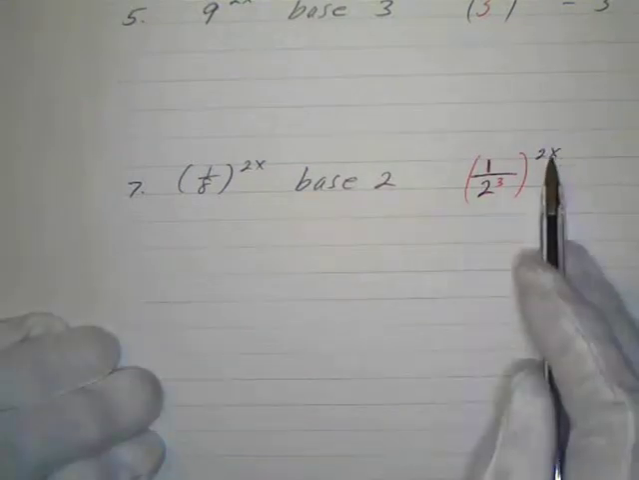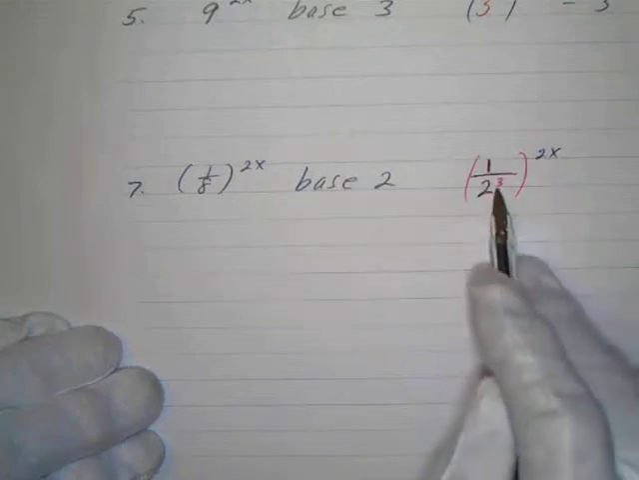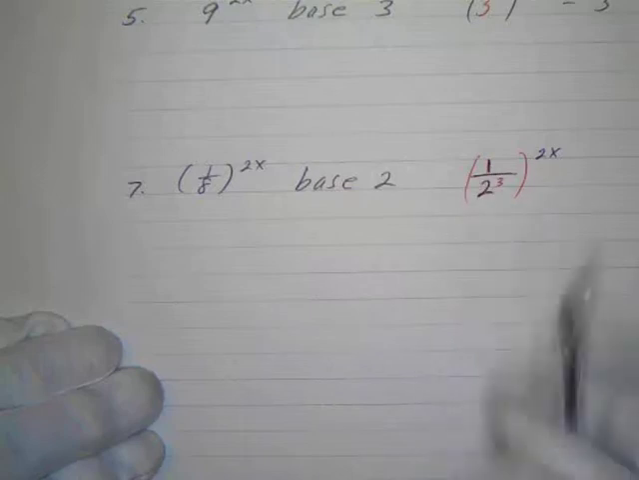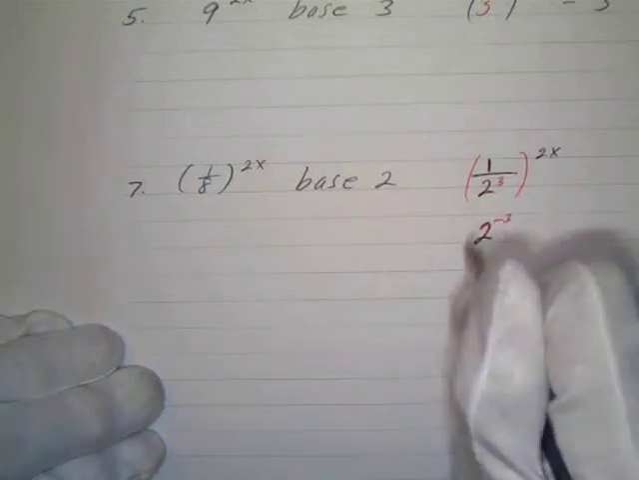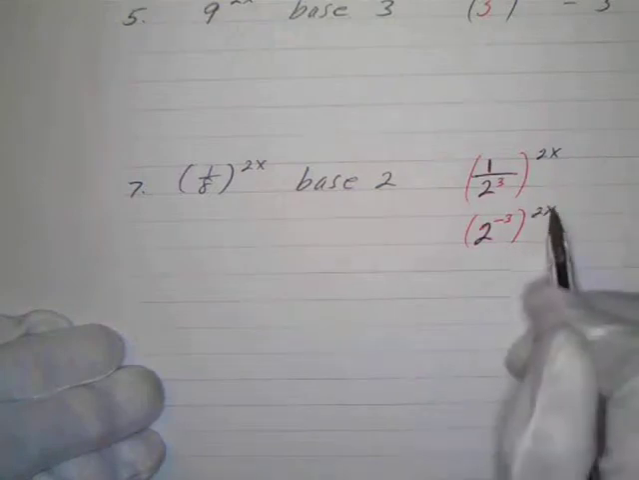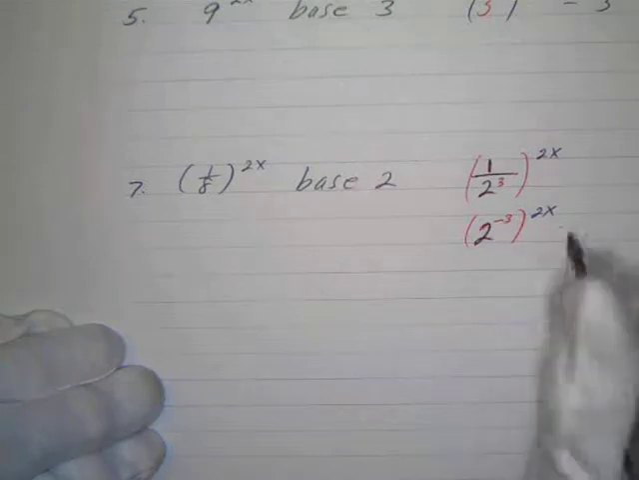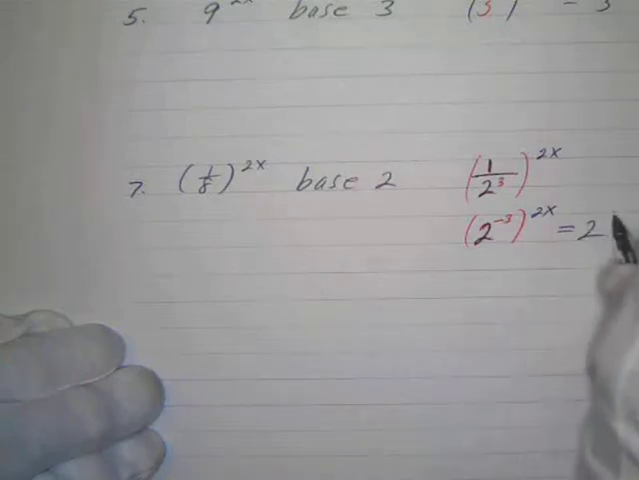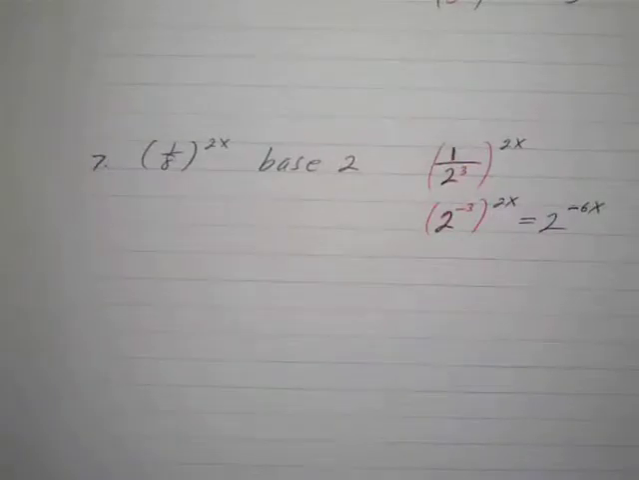Now, I could raise both of these to the 2x power, or I could just put this up on the top. Remember, if we move it from the denominator to the numerator, we just change the sign. So that's going to be the same thing as 2 to the minus 3 over 1, which is just that, to the 2x. Now we're ready to multiply because we've got it in base 2. So negative 2 times 3 is negative 6, so that's going to be 2 to the negative 6x, and now we've got it in base 2. Okay, so those are nice.